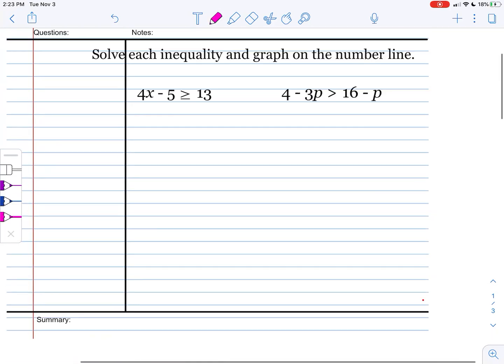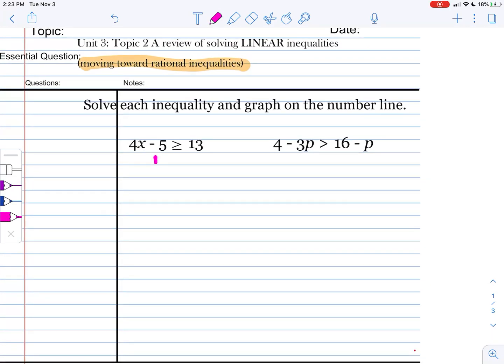Okay, so, I'm going to treat it like it is an equal sign. I have 4x minus 5 greater than or equal to 13. I subtract 5 from both sides. I get 8. Divide by 4, and I have x greater than or equal to 2. Okay, x greater than or equal to 2.